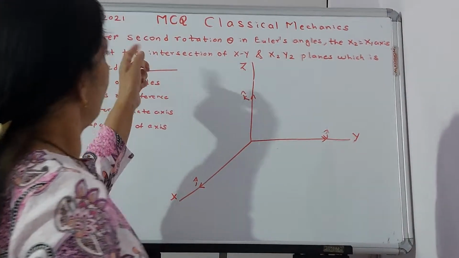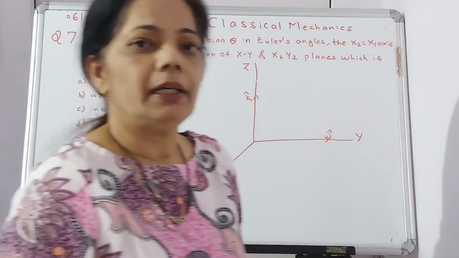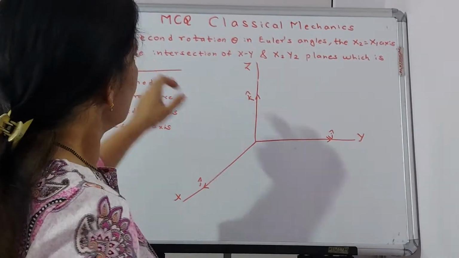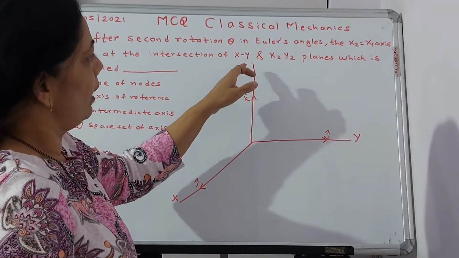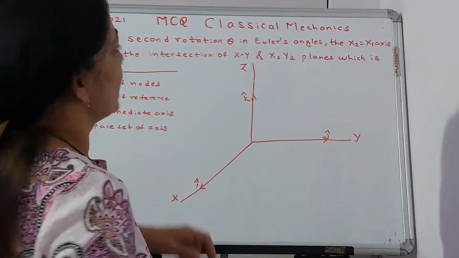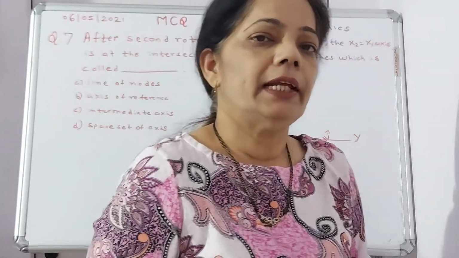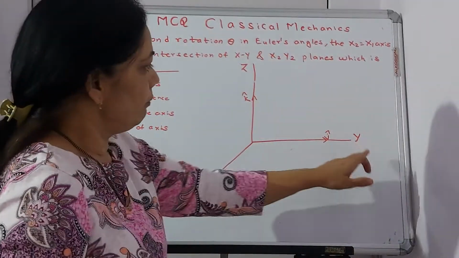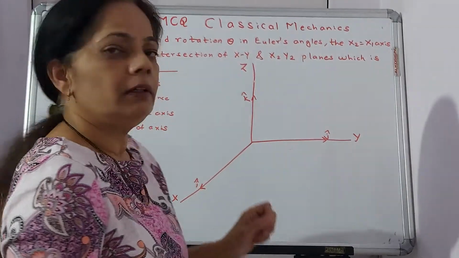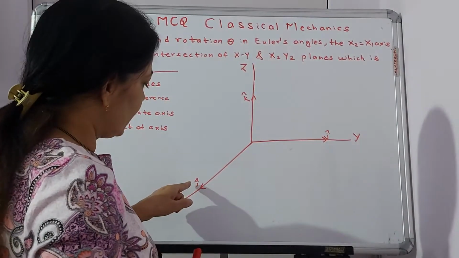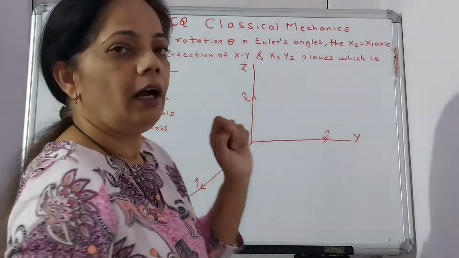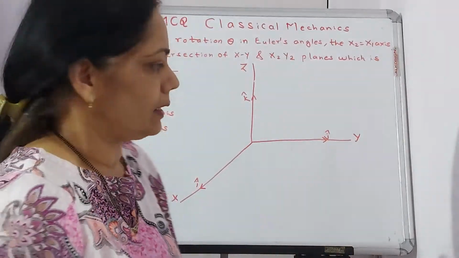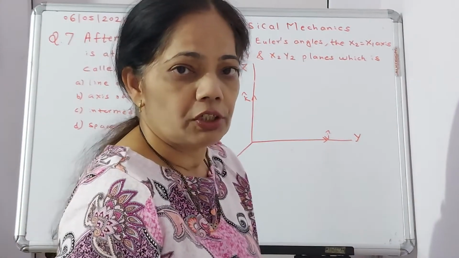Next question is: after the second rotation theta in Euler's angles, the x2 is equal to x1 axis is at the intersection of xy and x2 y2 planes, which is called as what? So in Euler's angle we have seen that there are a total of 3 angles: phi, theta and psi. So this is my x, y, z axis with origin as O. Then unit vectors are i, j and k on x, y, z axis respectively, which is my normal space set of axes. Now I do the first rotation, which is phi.